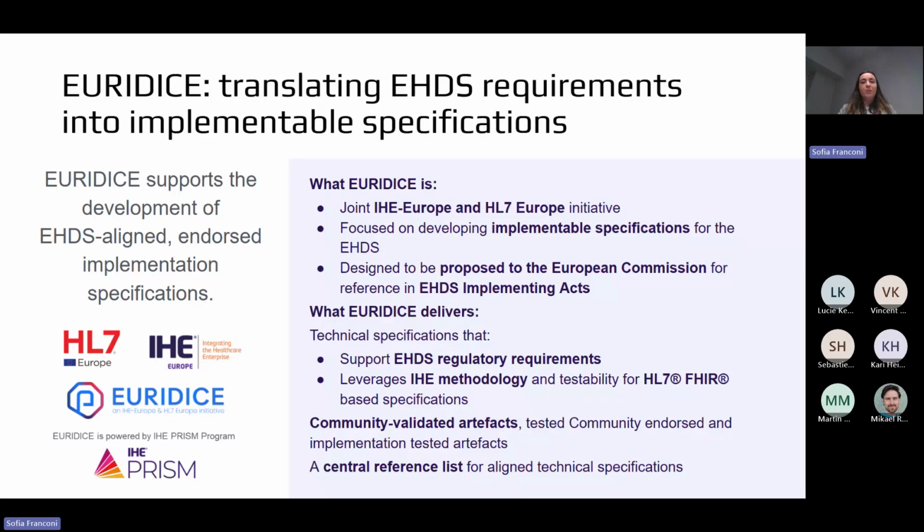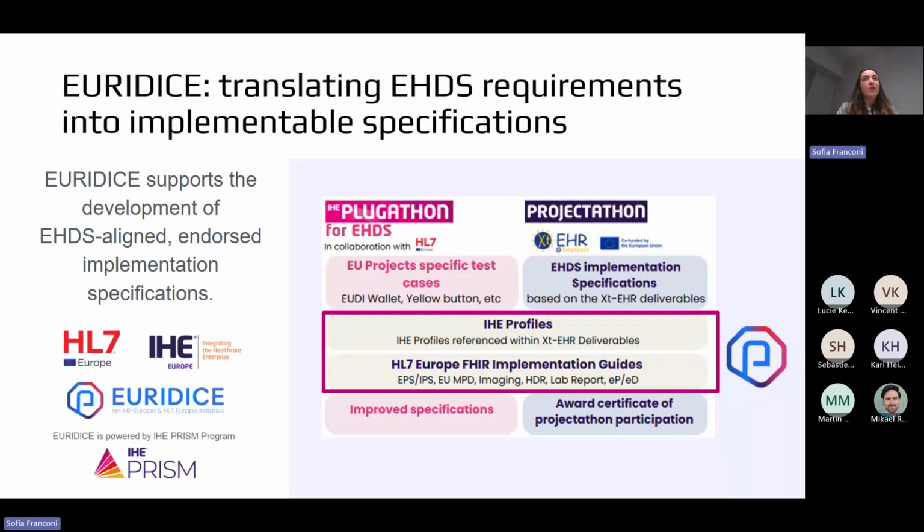To know a bit more about Eurydice and the specifications that we already developed, you can come to the plugathon or the projectathon. There are two events that will happen during our Connectathon week. And the specifications are mostly on two sides, so on IHE profiles. We rebrand some IHE profiles that already exist and that are referenced in the EHDS deliverable. And also we use the HL7 FHIR implementation guides.